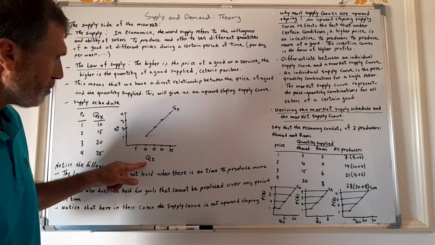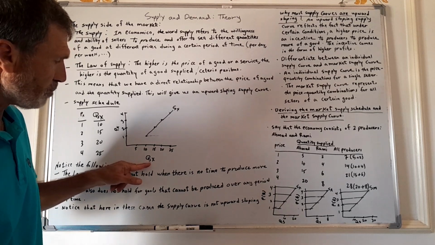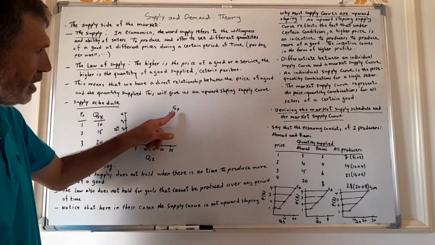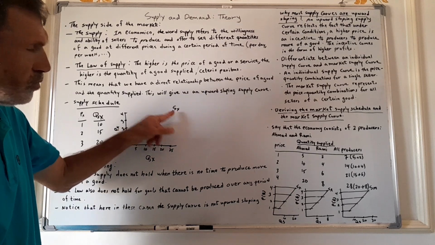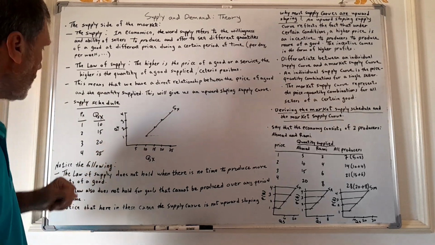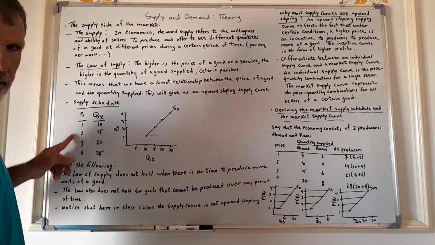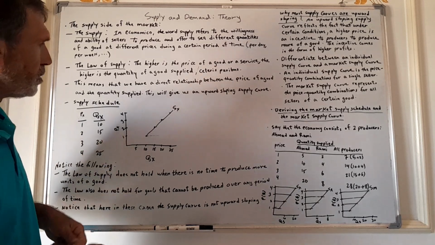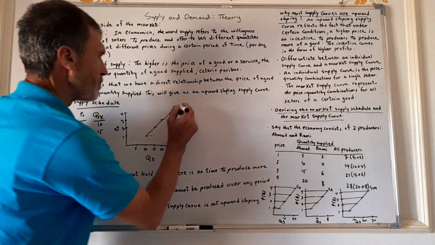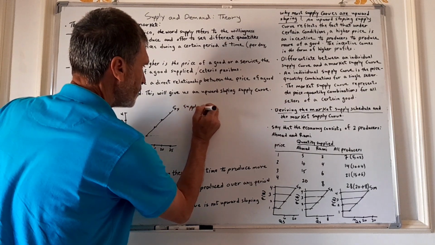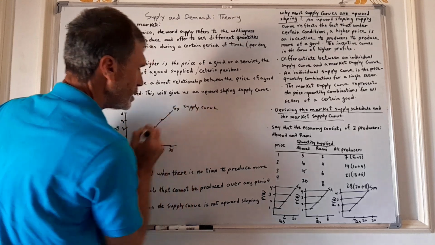QSX here is the quantity supplied of good X, and here the price of good X, and here SX means the supply of good X. Great. And here, of course, we give an example, a supply schedule, and here the supply curve. Okay?